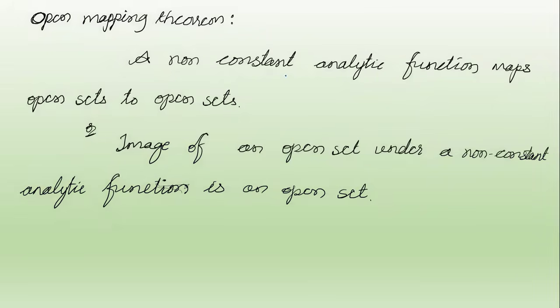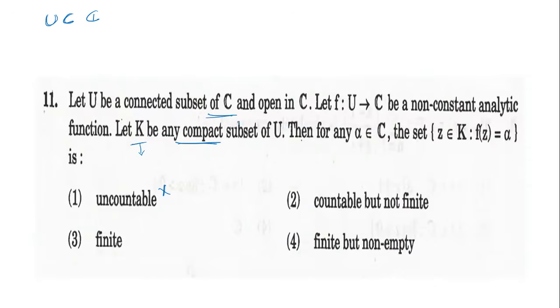Open mapping theorem: a non-constant analytic function maps open sets to open sets, that is, the image of an open set under a non-constant analytic function is an open set. See here, this is a compact set. We are getting alpha. This is countable but not finite.